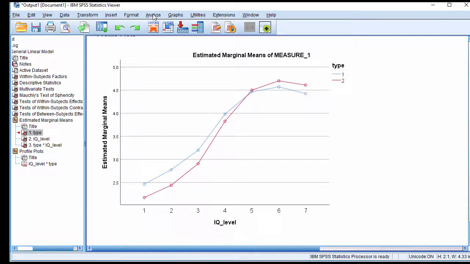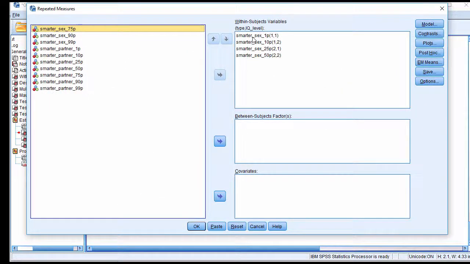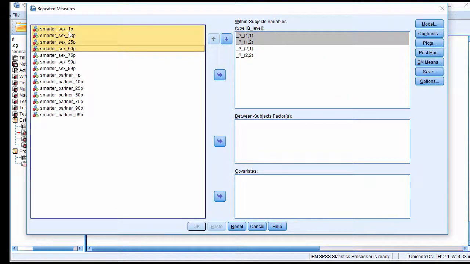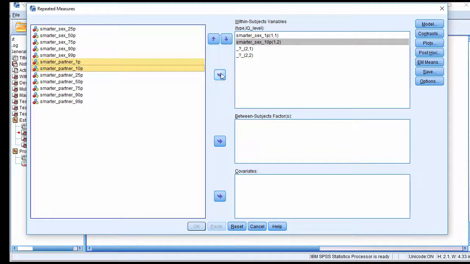So let's actually look at that. I have to redo it from scratch. I have to change this to 2. I'm only looking at 2 levels now. Percentile IQ level 1 and 10. Okay, so that's changed to IQ level 2 levels. Click define, and I want to throw some of this out. Let me just start from scratch. So I want the smarter sex percentile 1 and smarter sex percentile 10. And now I want partner 1 and partner 10.